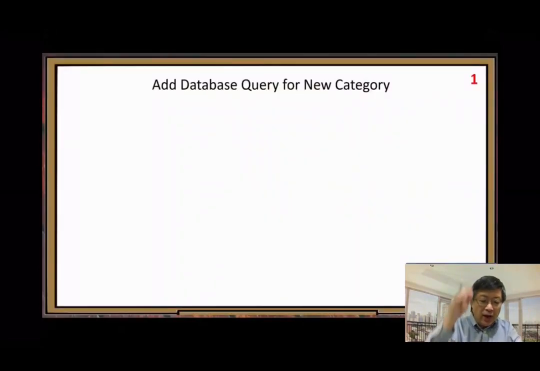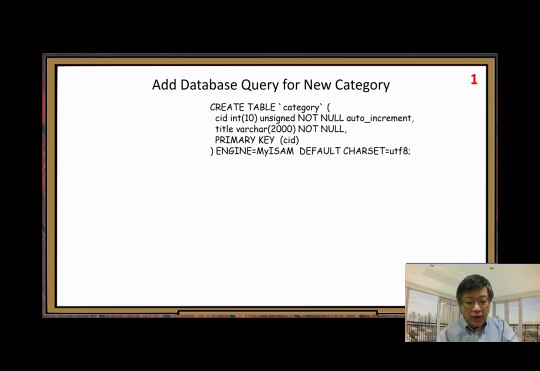Let us do this: add a database query for the new category. But the first thing is we need to add a table for the category, because at this point we do not have that table. So the first thing for this feature, we need to define our table. So this is the statement. Create table category. The name, we call it category.